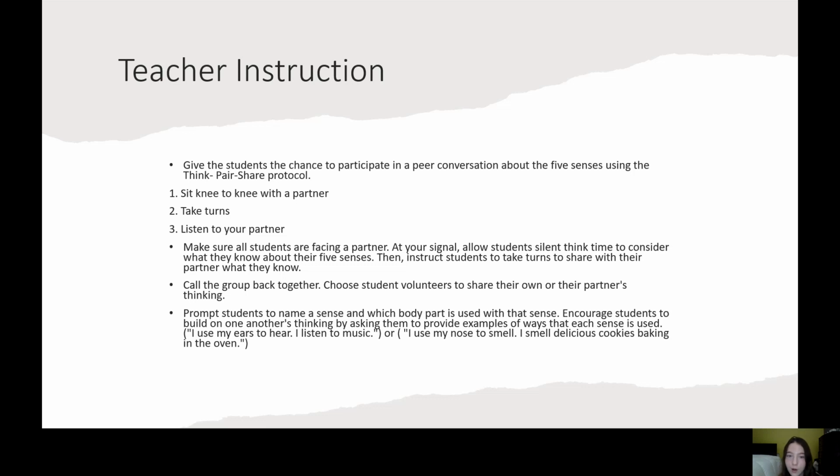After that, you're going to call the group back together, choose student volunteers to share their own or their partner's thinking. You can prompt students to name a sense and which body part is used with that sense, and encourage students to build upon one another's thinking by asking them to provide examples of ways that each sense is used. For example, they could say, I use my ears to hear, I listen to music, or I use my nose to smell, I smell cookies baking.